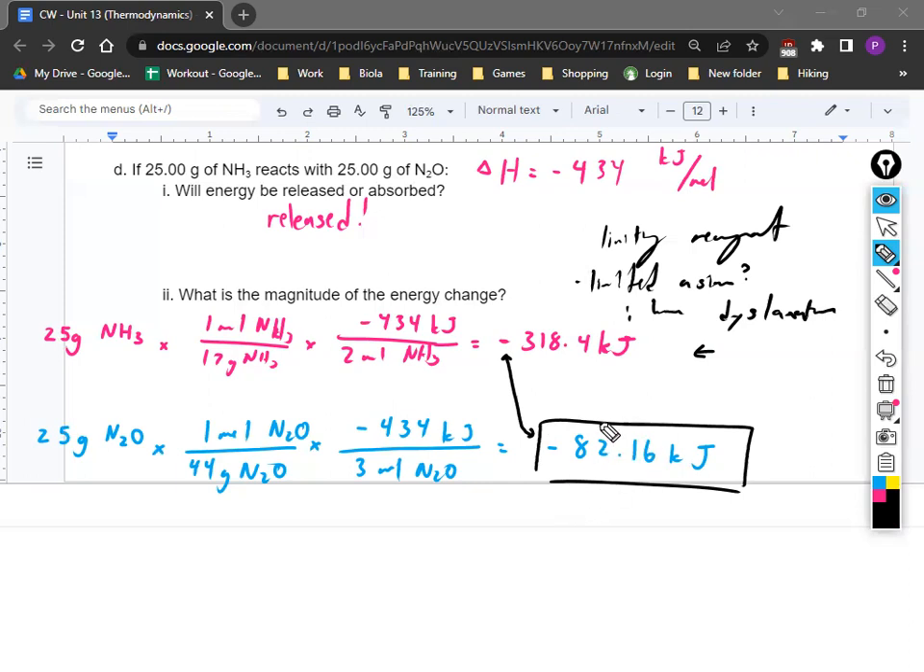Yeah, that's one way to think about it. Just make sure you add it back so you know whether it's being absorbed or released. Okay. So the magnitude would be 82.16 kilojoules of energy released. That's what the negative sign means. Okay. All right. So you just ignore the negative sign entirely? No, it tells you what's happening to the energy, but the numbers are telling you how much energy, and then the negative positive tells you what's happening to it.